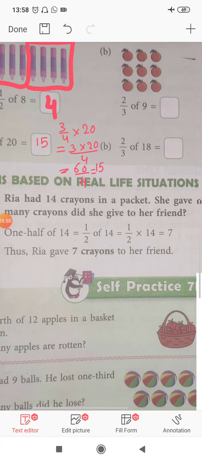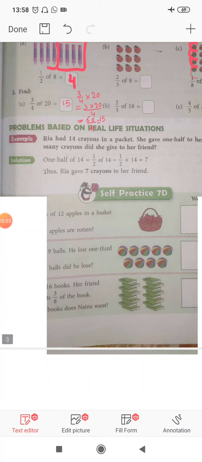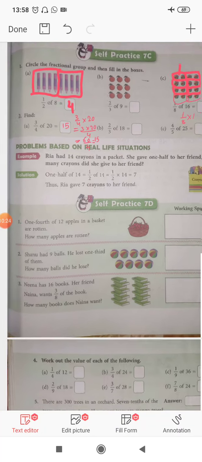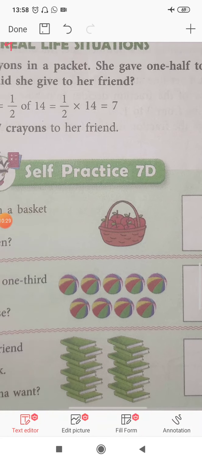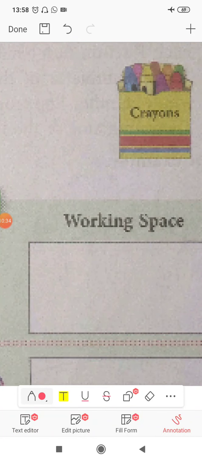Now let's go to self practice 7D. Here are some word problems that you have to solve. You have to find 1/4 of 12. The first question is: 1/4 of 12 apples in a basket are rotten. How many apples are rotten? Okay, so total there are 12 apples and 1/4 of the apples in the basket are rotten. So how many apples are rotten? So this is the working space where you will work. You have to solve here.